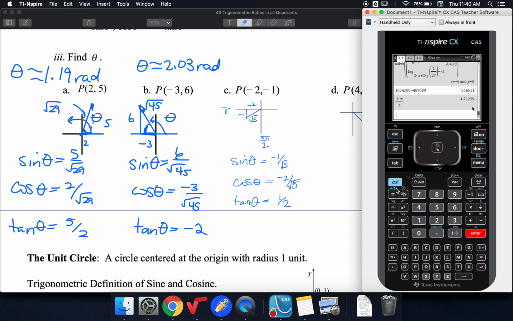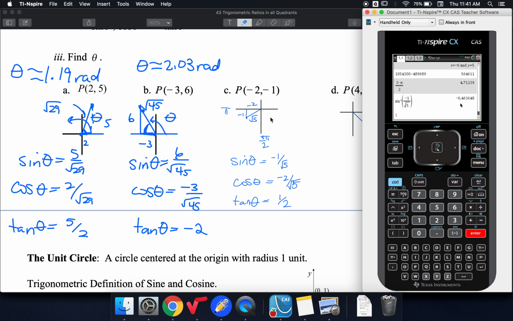If I do sine inverse of -1 over √5, then it's giving me -0.46. So let's think about where that is. That -0.46 is a negative angle, so measuring this direction. And 0.46, well, that's definitely less than pi over 2 radians, so it's up here.